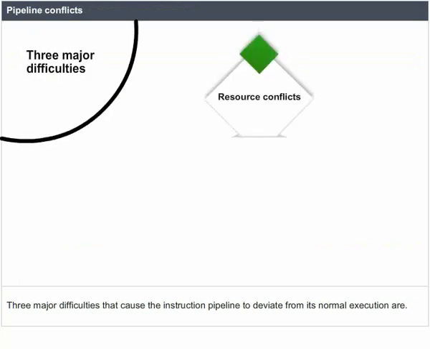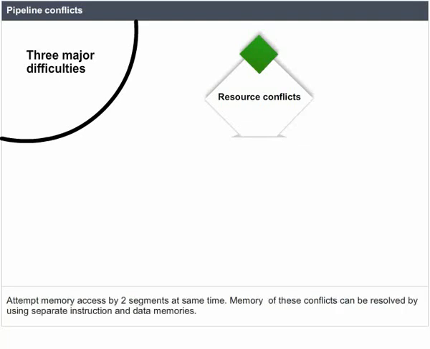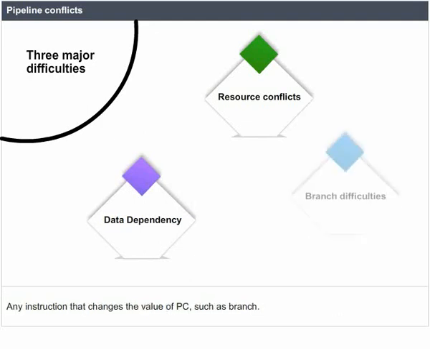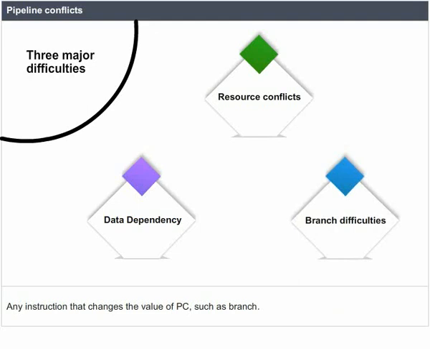Pipeline conflicts. Three major difficulties that cause the instruction pipeline to deviate from its normal execution are: resource conflicts, which attempt memory access by 2 segments at the same time; these conflicts can be resolved by using separate instruction and data memories. Data dependency: one instruction depends on the result from a previous instruction and it isn't available yet. Branch difficulties: any instruction that changes the value of the PC, such as a branch.